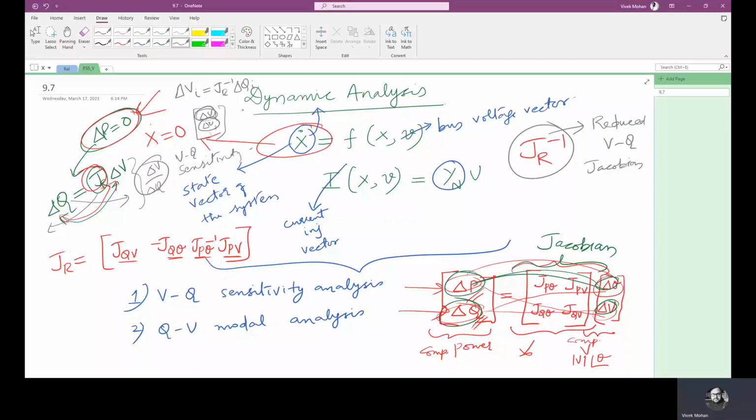So this is the importance of VQ sensitivity, and how the negative and positive VQ sensitivity indicate stable and unstable operation. Now in the next lecture, we will move on to the second part of static analysis, which is the QV modal analysis.